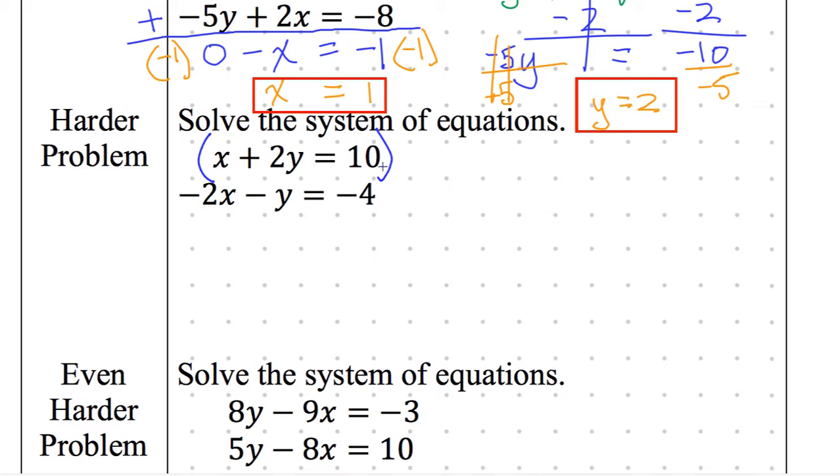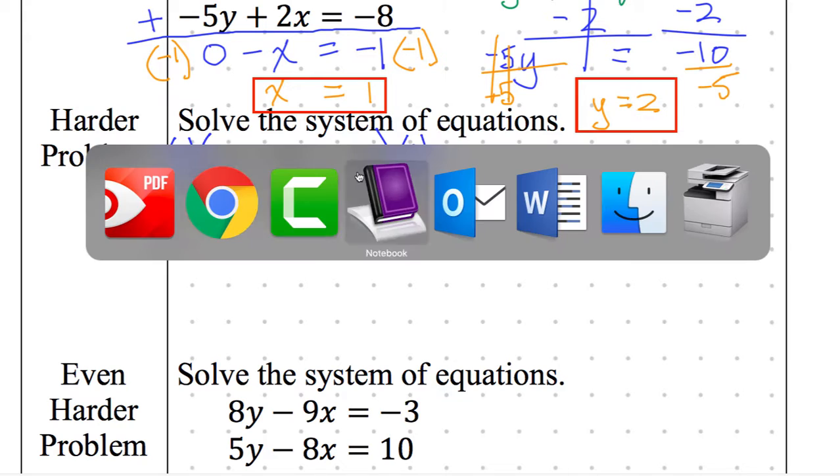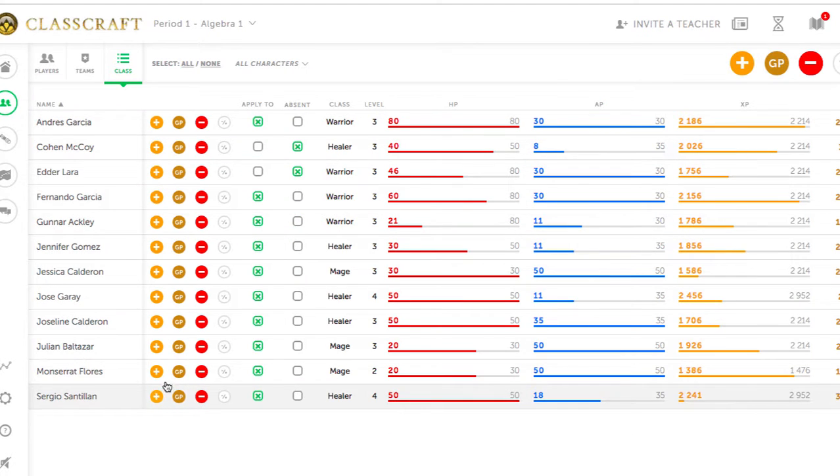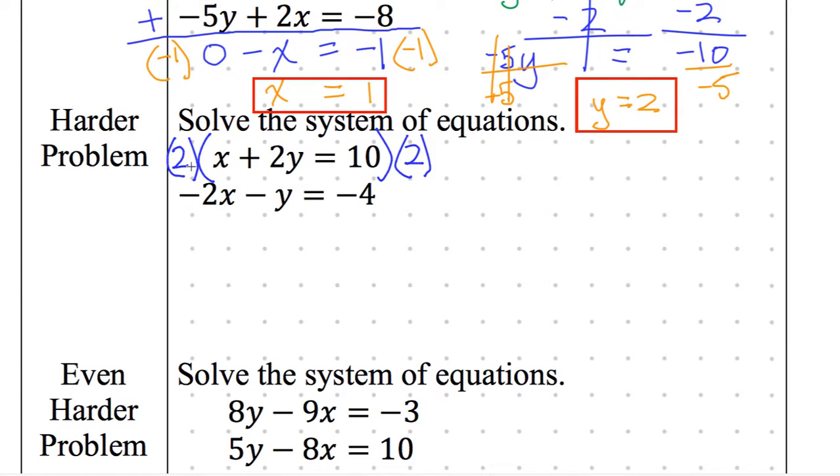This entire equation, I'm going to multiply by 2, which is the same thing as multiplying the left and the right by 2. Good job, Sergio. Have you seen this before? No. You just can see it? That's awesome. So if I multiply every single term by 2, then I'm going to have a 2x and a negative 2x.